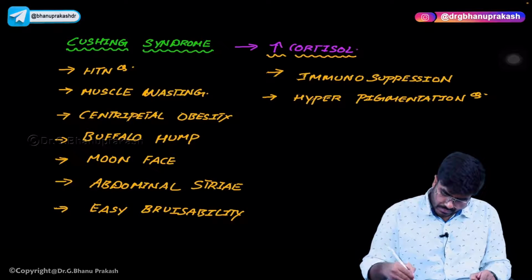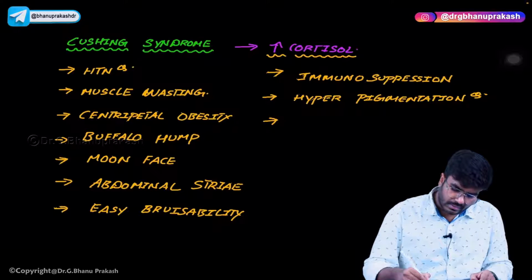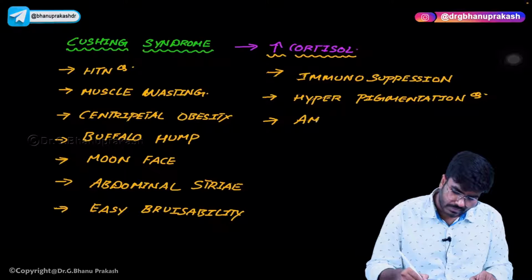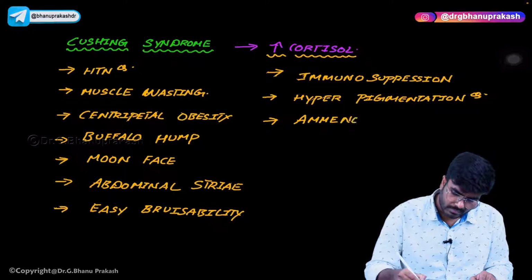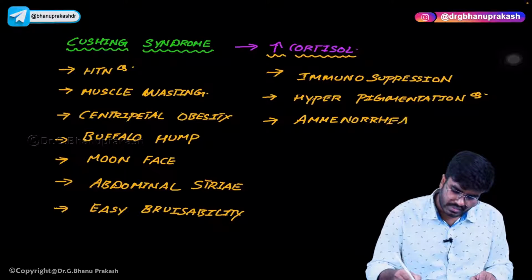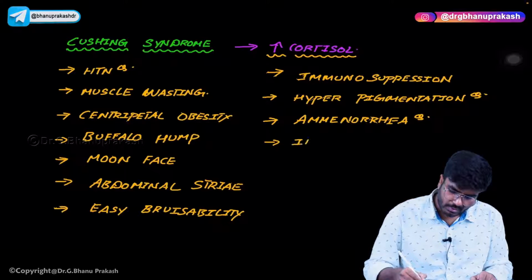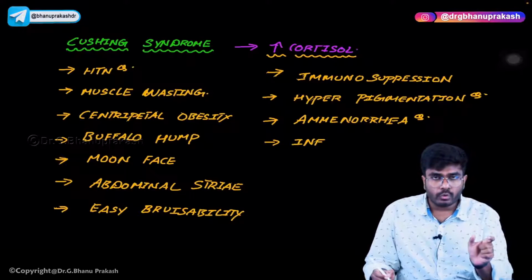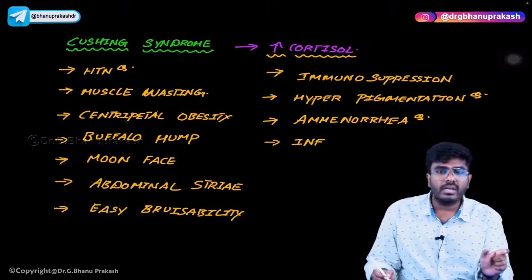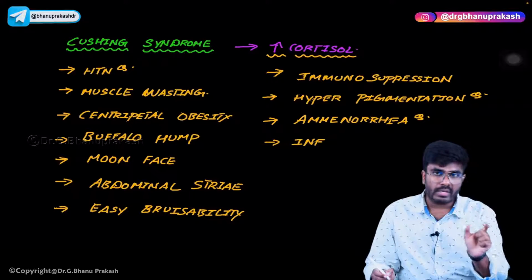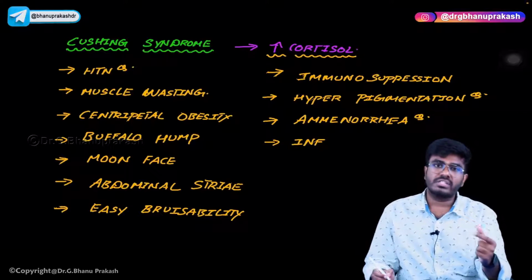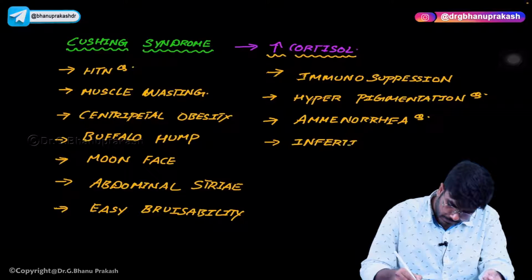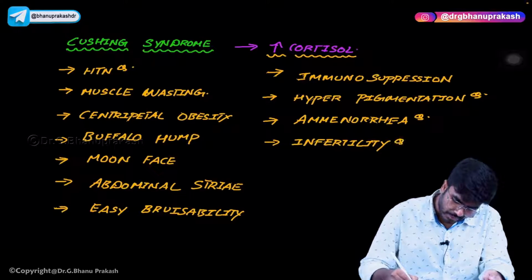Now, a patient with Cushing syndrome, especially she, will also be suffering with amenorrhea. Why will she have amenorrhea and infertility? Because cortisol will inhibit the release of gonadotropin releasing hormone. Whenever there is no gonadotropin releasing hormone, there is no FSH and no LH. Whenever there is no FSH and LH, ovulation cannot happen and she cannot become fertile. So she will be suffering with amenorrhea and infertility.